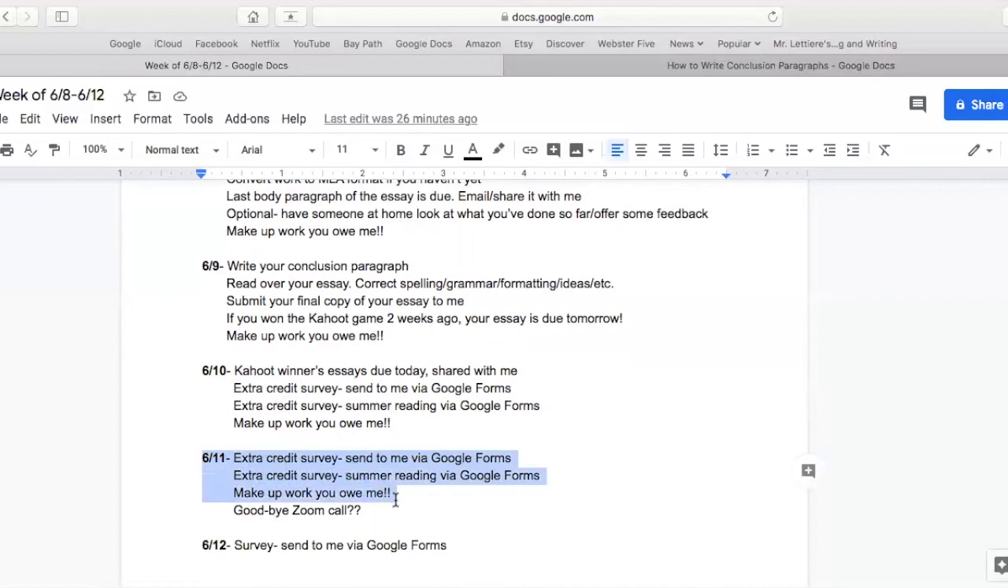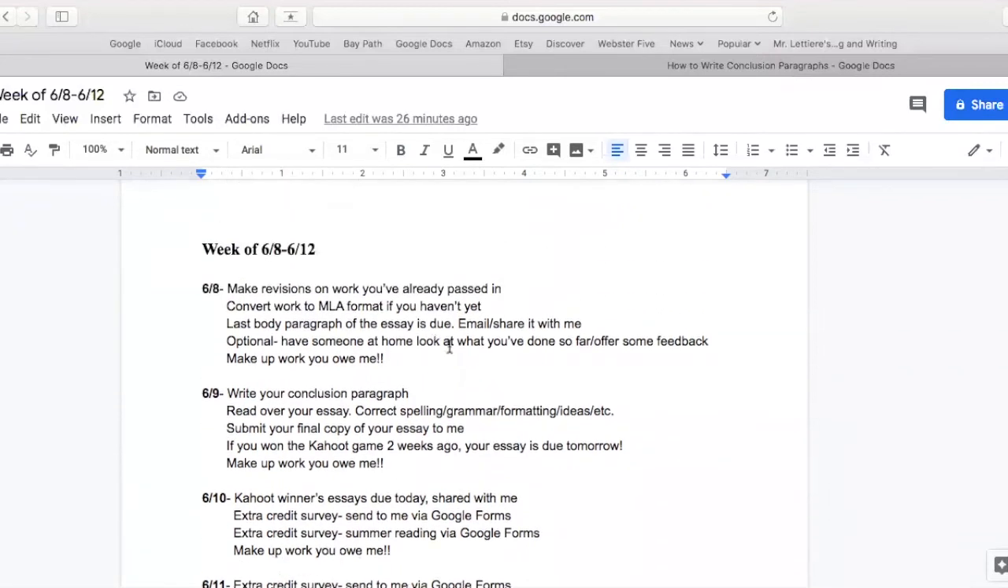On the 11th, on Thursday, it's going to look pretty similar. I'm planning on some sort of goodbye Zoom call just to jump on. That'll be for extra credit too. You can come on, you can say goodbye, you can tell me what your summer plans are, and we can just see each other's faces one last time, but that's totally optional. And then the extra credit surveys, making up work you owe me, as all of these days. This is your last day to get work into me because grades close and are submitted on the 12th. You can still send me the surveys, either the extra credit one or the summer reading one, via Google Forms. Okay. So that's what the week looks like, and this is what today looks like, writing our conclusion paragraphs.